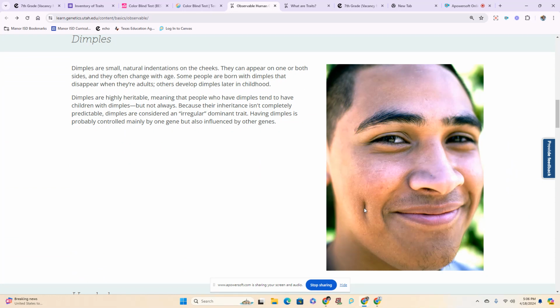Dimples. Dimples are small, natural indentations on the cheeks. They can appear on one or both sides, and they often change with age. Some people are born with dimples that disappear when they are adults. Others develop dimples later in childhood. Dimples are highly heritable, meaning that people who have dimples tend to have children with dimples, but not always. Because of their inheritance, it's not completely predictable. Dimples are considered an irregular dominant trait. Having dimples is probably controlled mainly by one gene, but also influenced by other genes. So you have them or you don't.